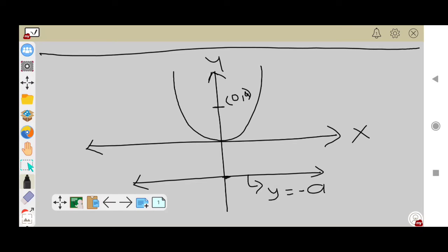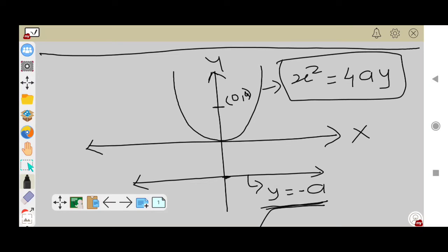Third type of parabola. What is the axis of the parabola? The axis of the parabola is along the y-axis. Therefore, we will write y here. And what is the opening of the parabola? The opening of the parabola is the positive side. What is the focus? The focus is a here, and here we have y, so we will write x square. This is the equation of the directrix.